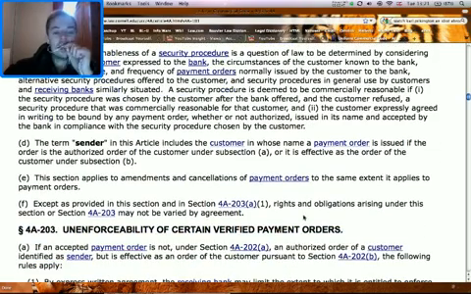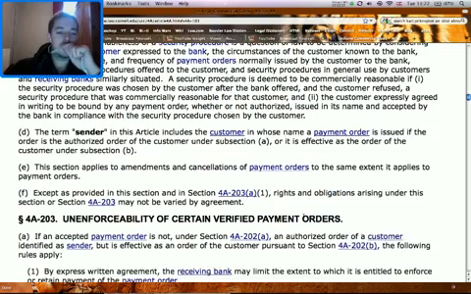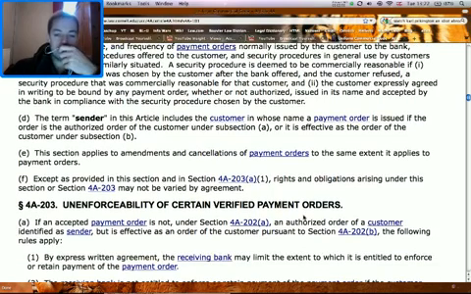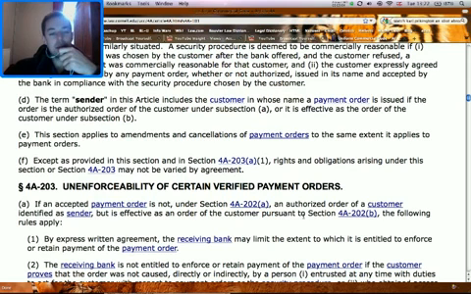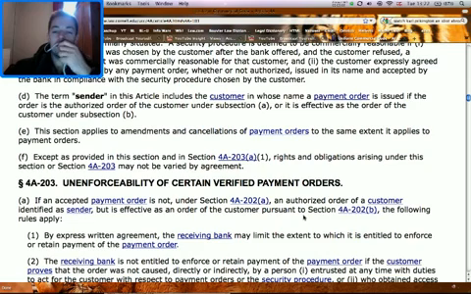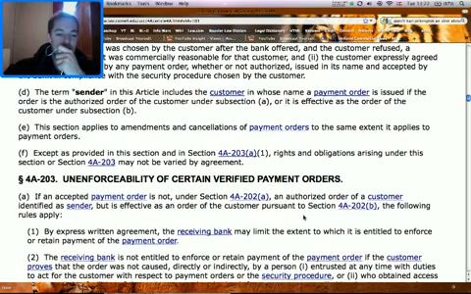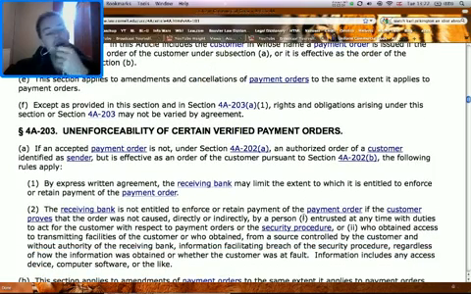The term sender in this article includes the customer in whose name a payment order is issued if the order is the authorized order of the customer under subsection A or is effective as the order of the customer under subsection B. This section applies to amendments and cancellations of payment orders to the same extent it applies to payment orders, except as provided in this section and in section 4A-203A1. Rights and obligations arising under this section or section 4A-203 may not be varied by agreement.